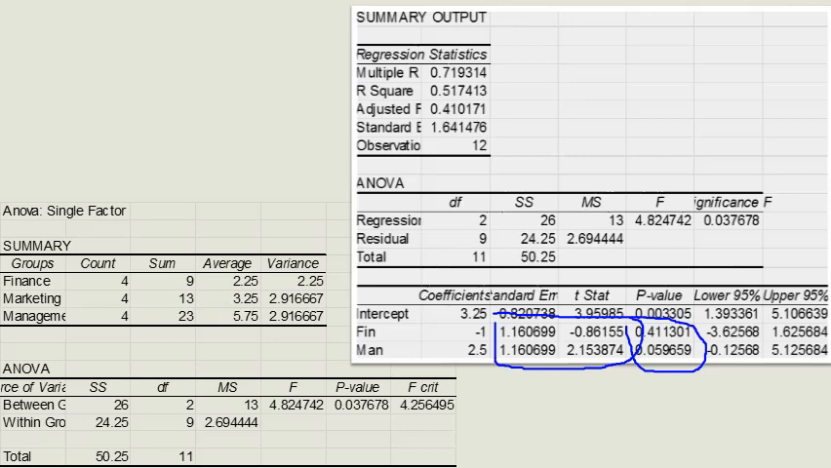And this may seem like a contradiction, since the F-test in the ANOVA table says that something is different. But notice that the regression output doesn't have all possible differences. It only has the differences involving the baseline. So this output does not have the difference between finance and management, and that must be the one that is significant.